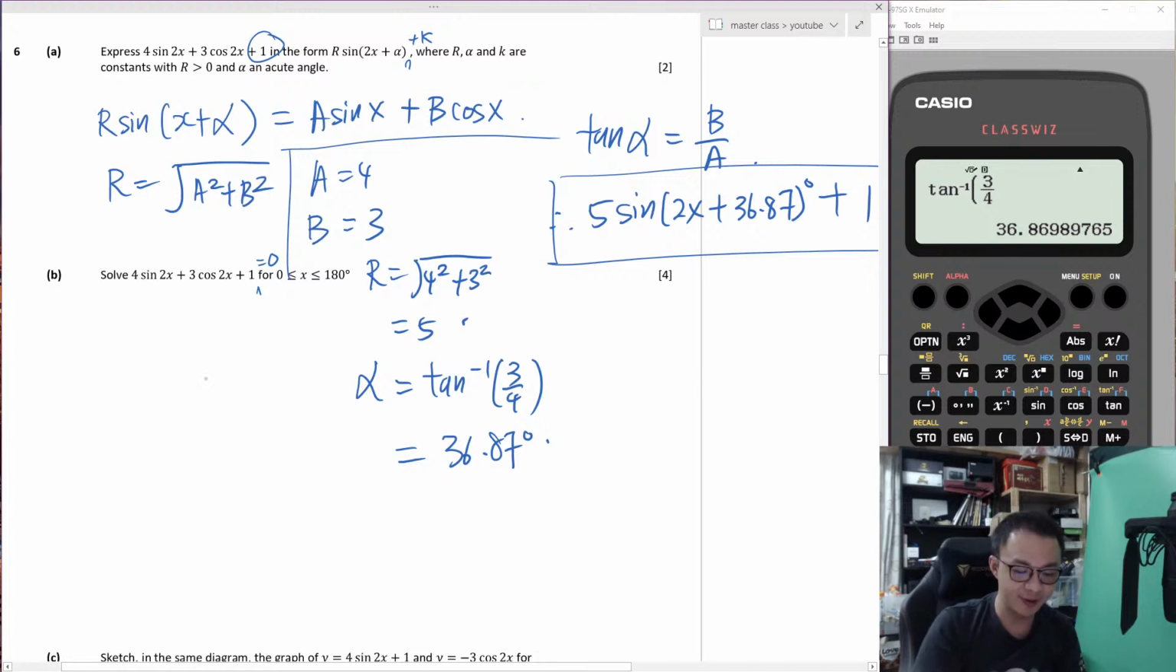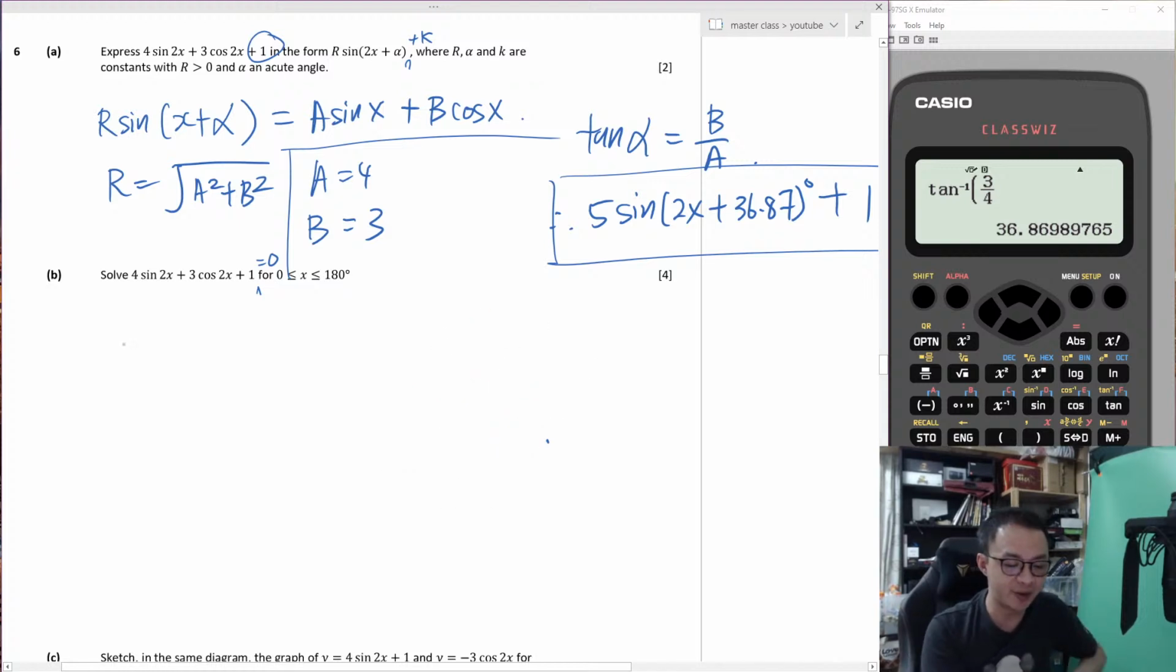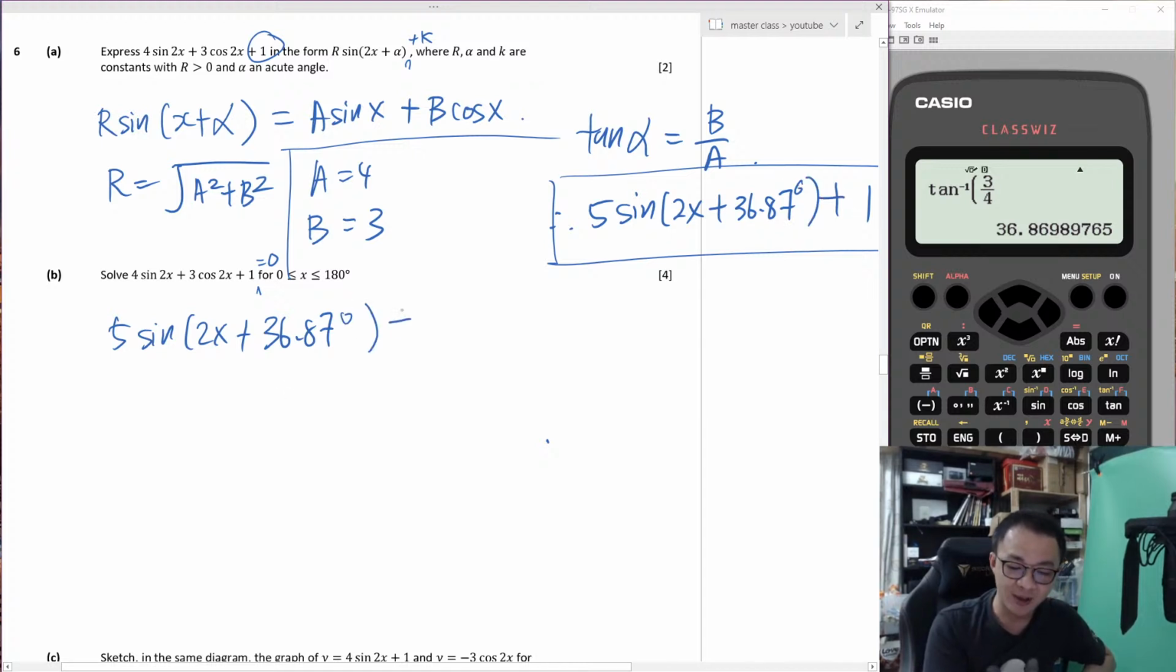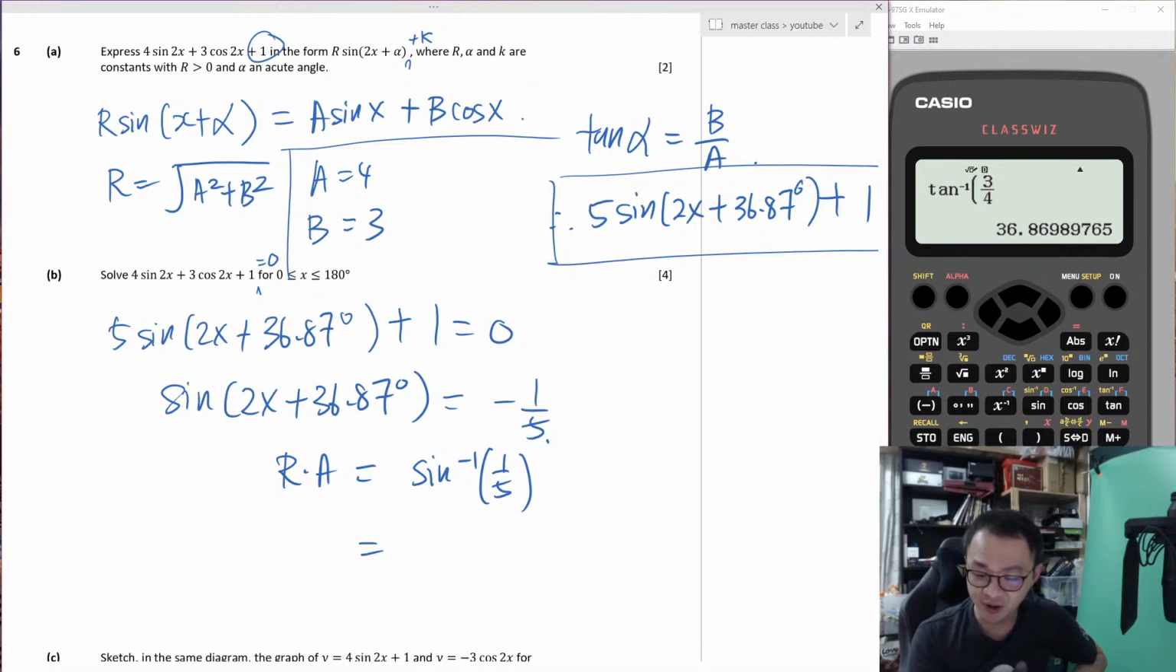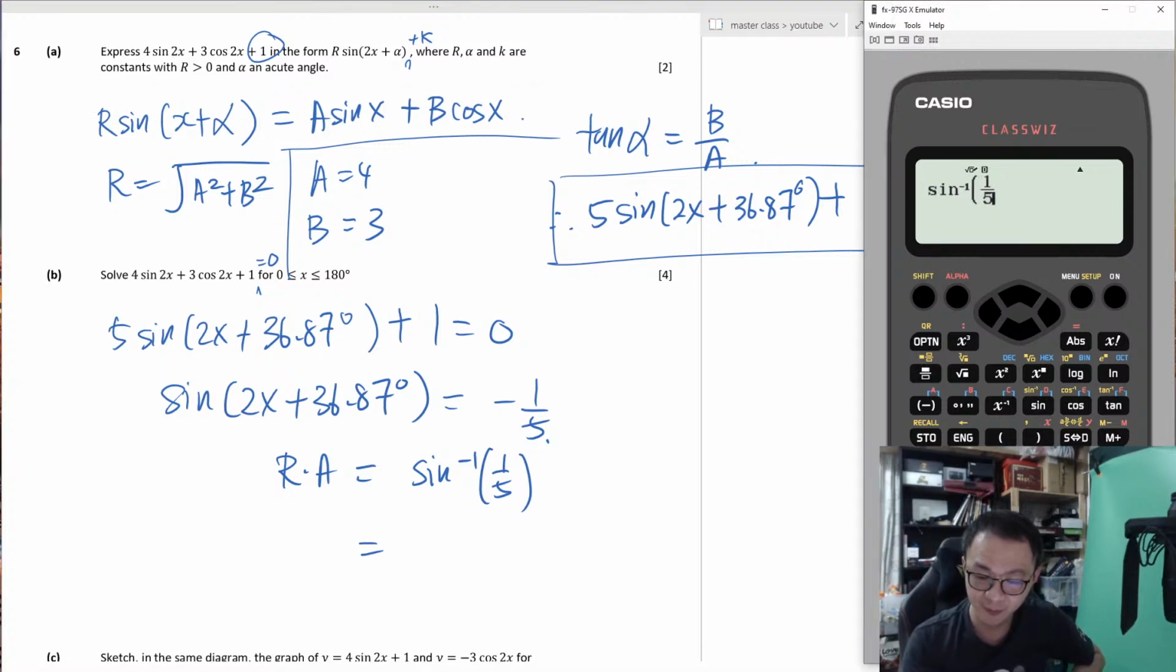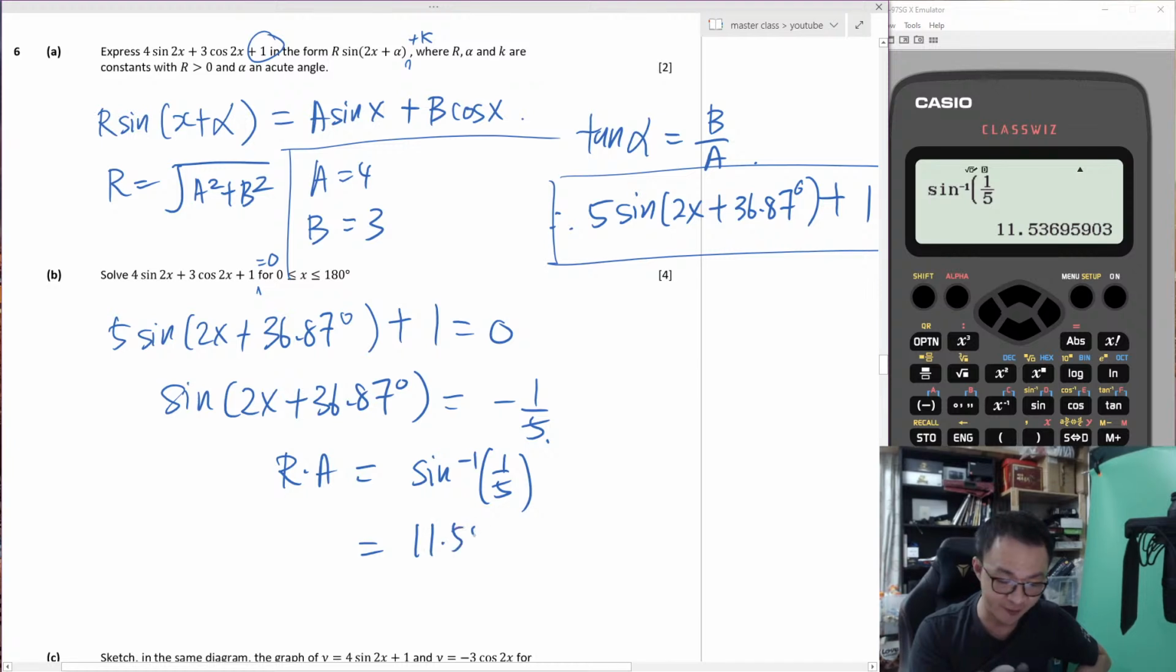Then I will just erase this part to continue the second one. So they ask us to solve, so I will assume they want us to find 5 sin(2x plus 36.87 degrees) plus 1 equals 0. The degree must be inside, okay? So my sin(2x plus 36.87 degrees) equals negative 1 over 5. Then I will find my reference angle first, so I will move the sign to the other side, do the positive 1 over 5, and see what my reference angle is here. So it is 11.54 degrees.